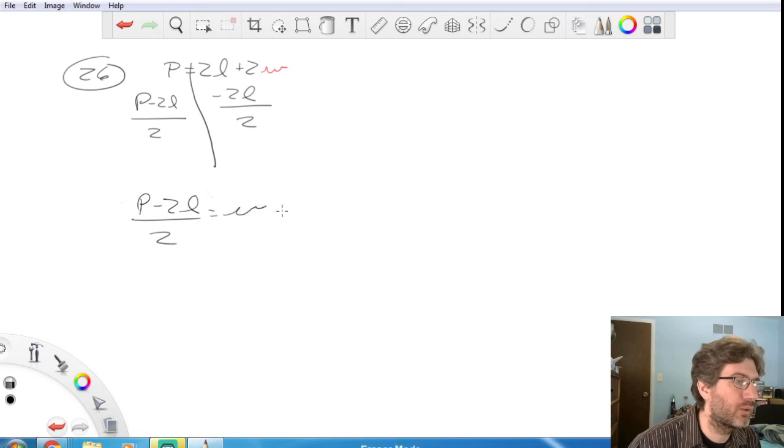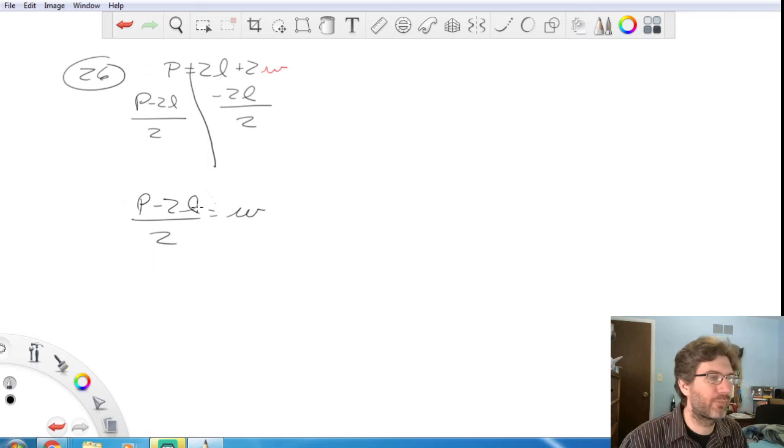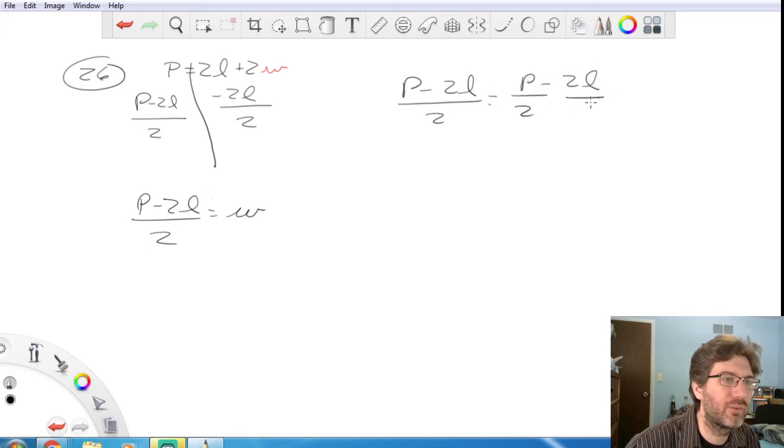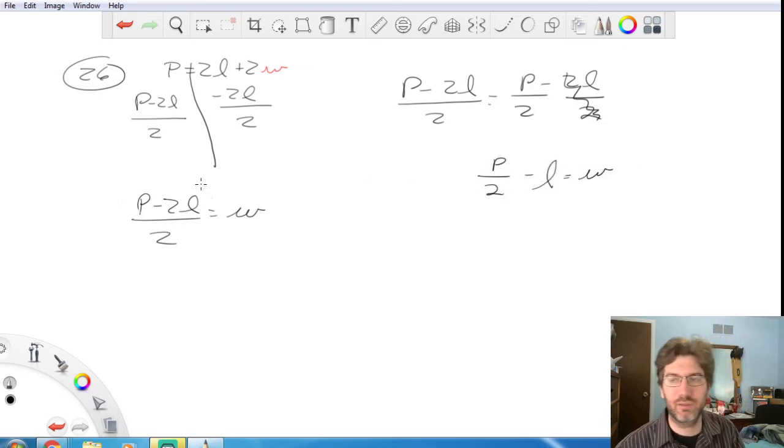Equals W. However, you can simplify that more. You should note that P minus 2L over 2 is the same thing as P minus 2L, where P is divided by 2 and L is divided by 2. In that case, these 2's will cancel. And that will leave you with P divided by 2 minus L equals W. And you can leave it like that if you want to.